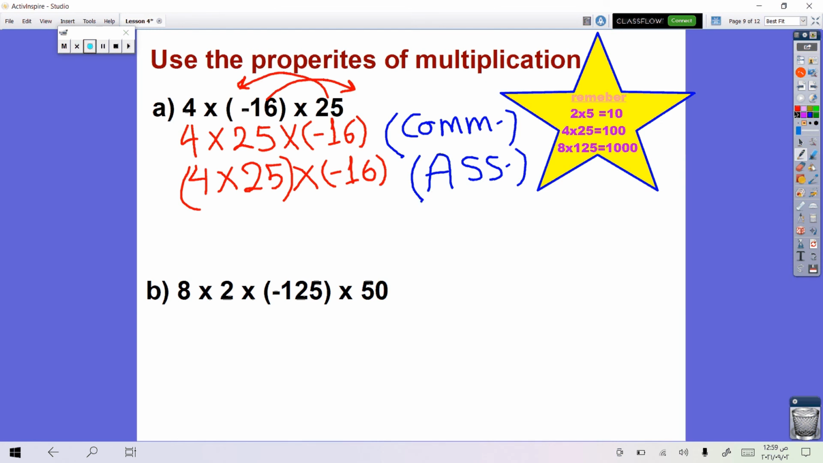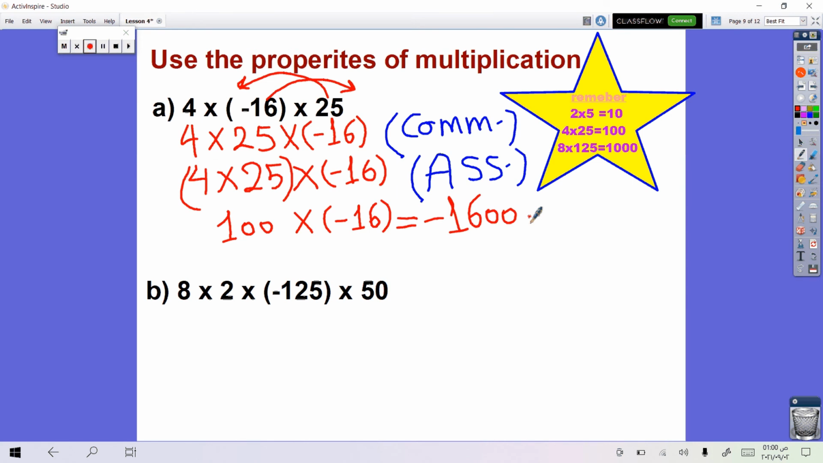Now you have to perform the operation inside the brackets. 4 by 25 will be equal to 100. And then drop down by negative 16. 100 by negative 16 will be equal to negative 1600. So here the answer will be negative 1600.